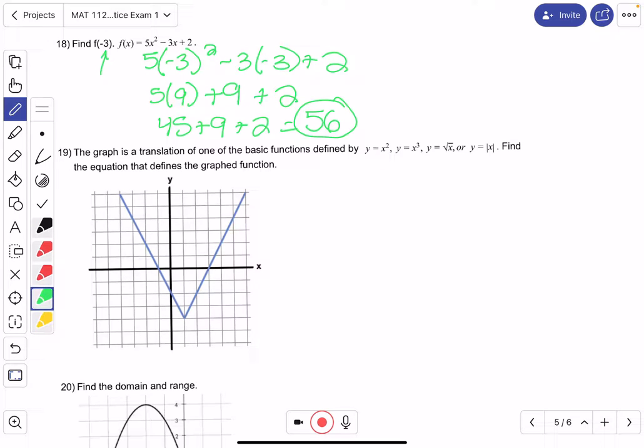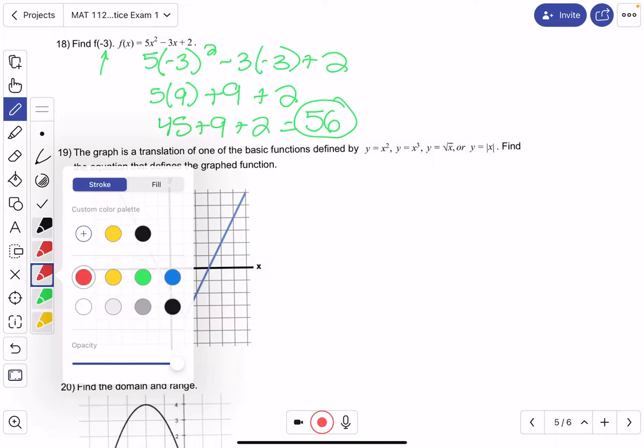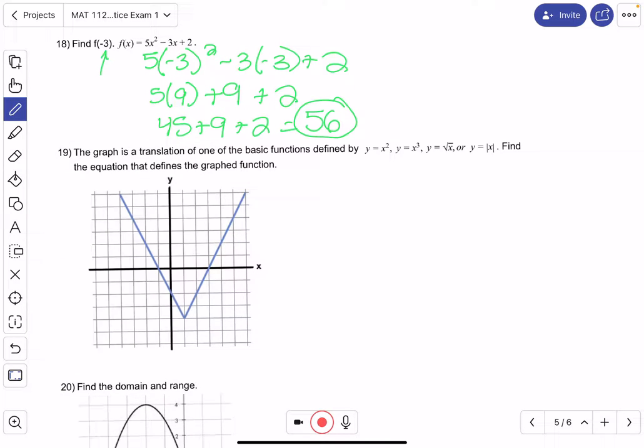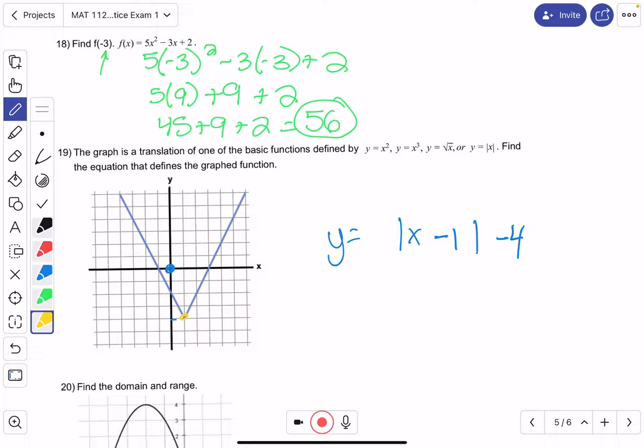19 is another function where we are writing an equation. It is also absolute value. So we know it's going to start like this. This point is 1 to the right. So we write minus 1. Because remember, the original one starts here. And it's down 4. So we subtract 4 out here. And if we were to find the slope, we'd be going up 2 over 1. So the slope is 2, making this the equation for the graph.